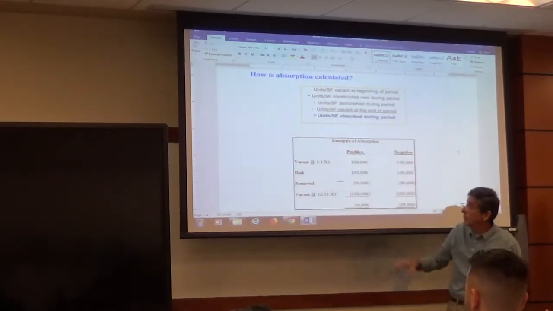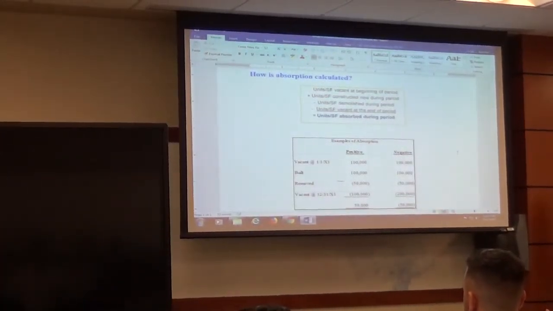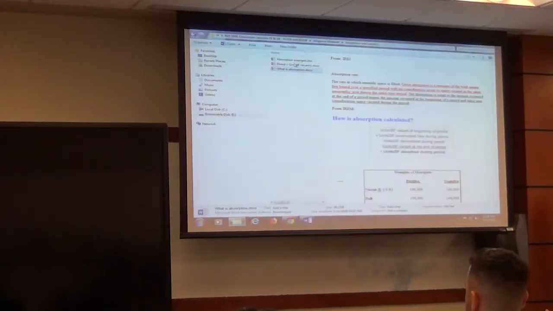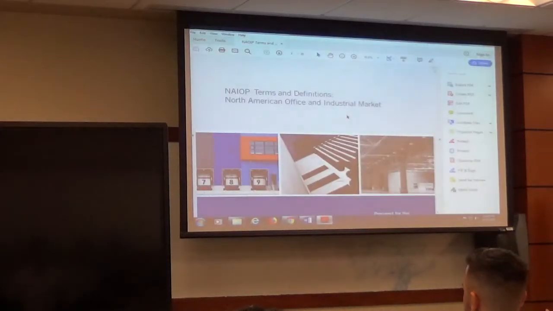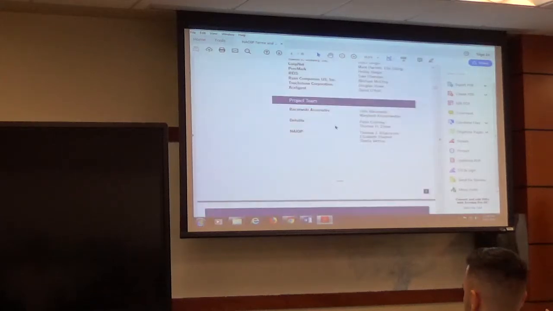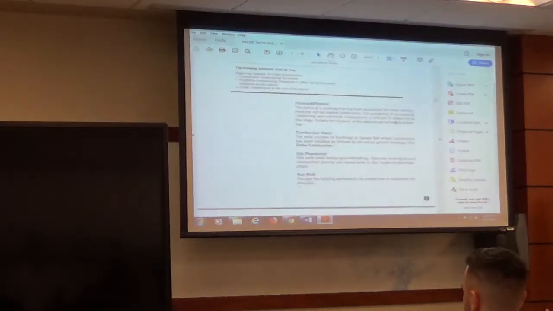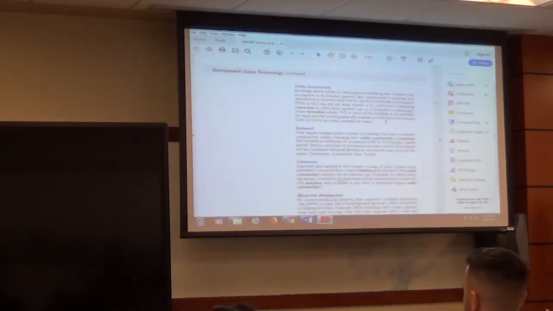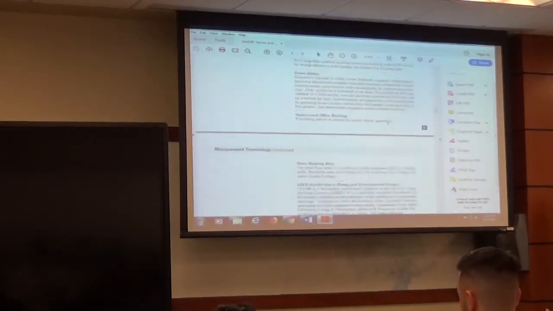Okay, that's from IREM. Now vacancy, there's another, and again, if you go to NAIOP, there's a NAIOP guide. You guys know what NAIOP is? National Association of Industrial and Office Properties. They've got this whole guide, because we use all these buzzwords all the time. What does proposed mean? What does under construction mean? Year built, under construction, delivered. There are all these buzzwords that we use in the industry that mean things.